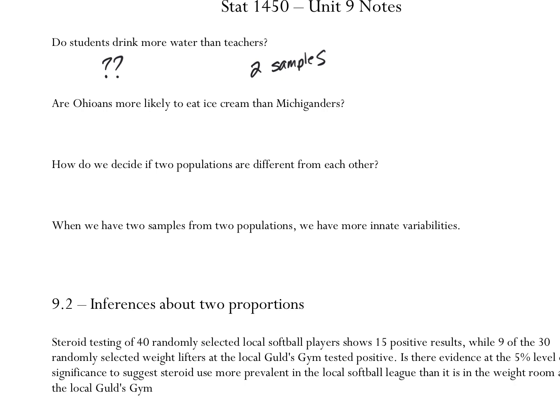Are Ohioans more likely to eat ice cream than Michiganders? Yes. We have better ice cream. It's just cold too. Colder. Yeah. It's boring.